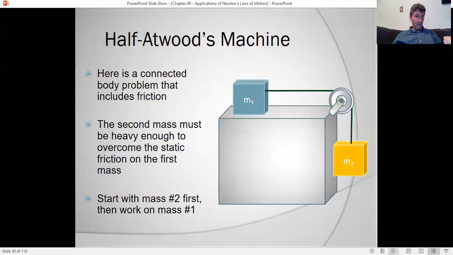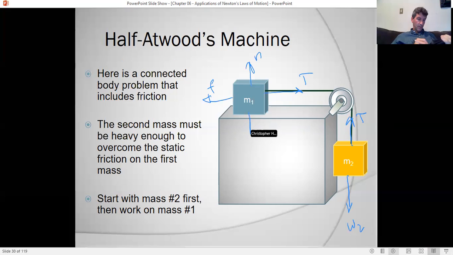So that's a block on an inclined plane. Okay. Let's apply this to another condition. Half-Atwood's machine. Now, here, I've got weight from mass 2 pulling down. I've got tension pulling up. I've got tension pulling this way. But I'm going to add an additional force of friction due to the normal force here caused by the weight here. How is the system going to move now that I've introduced another force?